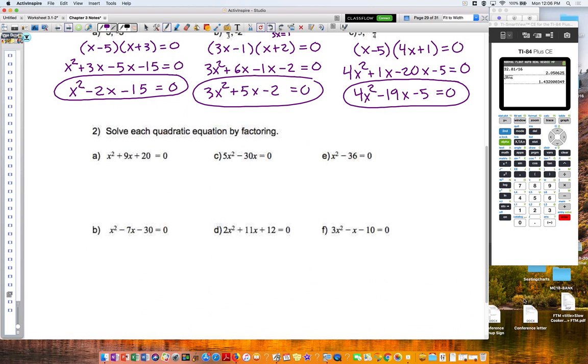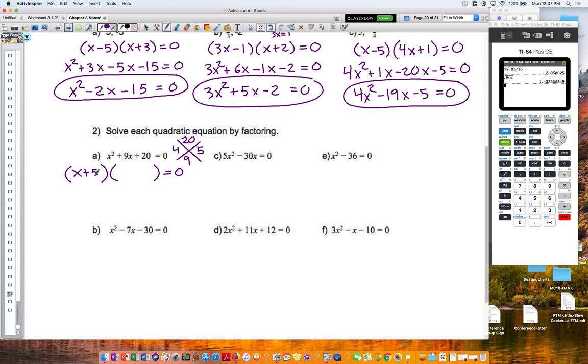All right, so the next section here, it says to solve each quadratic equation by factoring. So this has a whole bunch of ones that are mixed, okay? So when I look at any of these problems, I always think of greatest common factor first. But when I just see an x squared and it's a trinomial, I'm always thinking of factors of the last term that add up to 9. So I sit there and go through my factors, 1 and 20, 2 and 10, 4 and 5, and I realize that 4 plus 5 is 9.